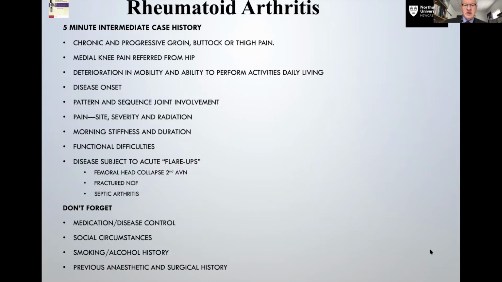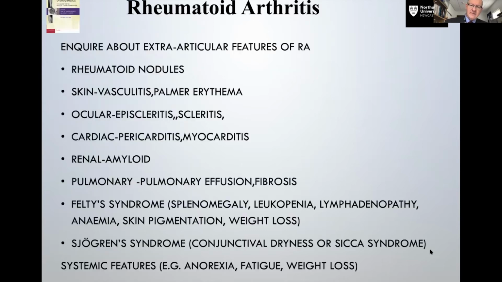The disease is subject to acute flare-ups, but it's important to try and differentiate that there's no femoral head collapse that's occurred secondary to AVN, no fractured neck of femur that occasionally can occur, and very infrequently a septic arthritis. Don't forget to inquire specifically about the medication the patient's on and the disease control, how often they're seeing the rheumatologists, and are the rheumatologists happy with disease control at present, or has there been a flare-up and medications had to be increased? Social circumstances is important.